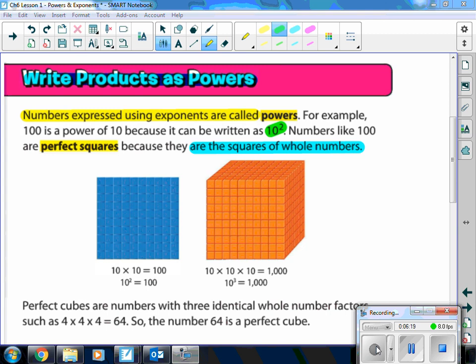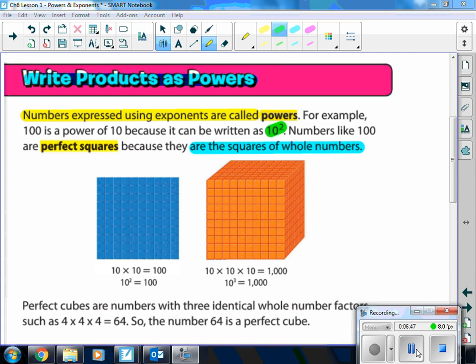So for example, 4 is a perfect square because 2 times 2 is 4. 25 is a perfect square because 5 times 5 is 25. You see? 16 is a perfect square because 4 times 4 is 16. Is everybody clear with that? How about some other perfect squares?